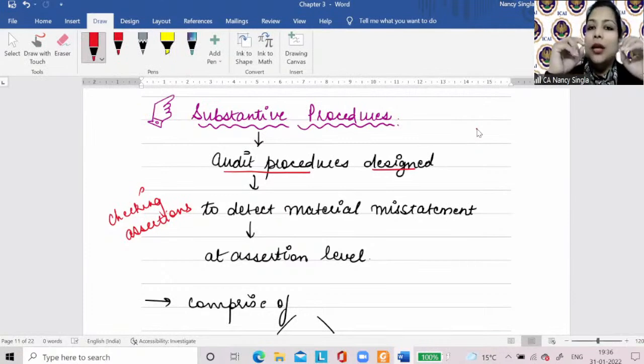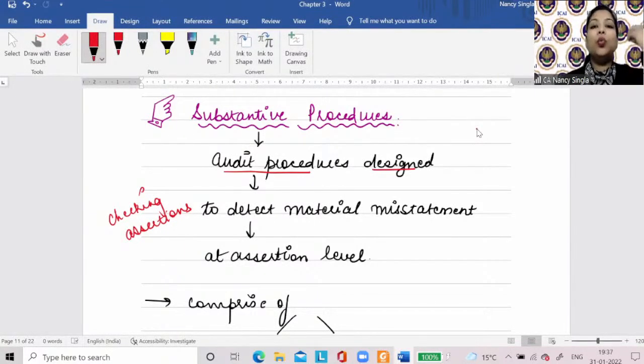Okay? If he intends to rely on the internal control, what the auditor does, before starting checking the financial statement, is check the internal control. Because his assessment of the operating effectiveness of internal control will decide the extent of substantive procedures. If he feels that internal controls are good, the auditor may go for what? Sample checking. If he feels that internal controls are not operating effectively, the auditor may go for what? Checking of all the transactions.